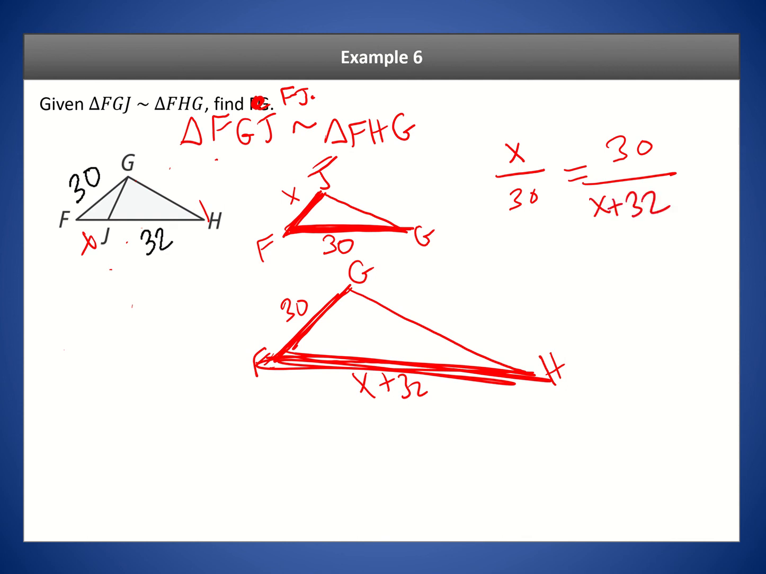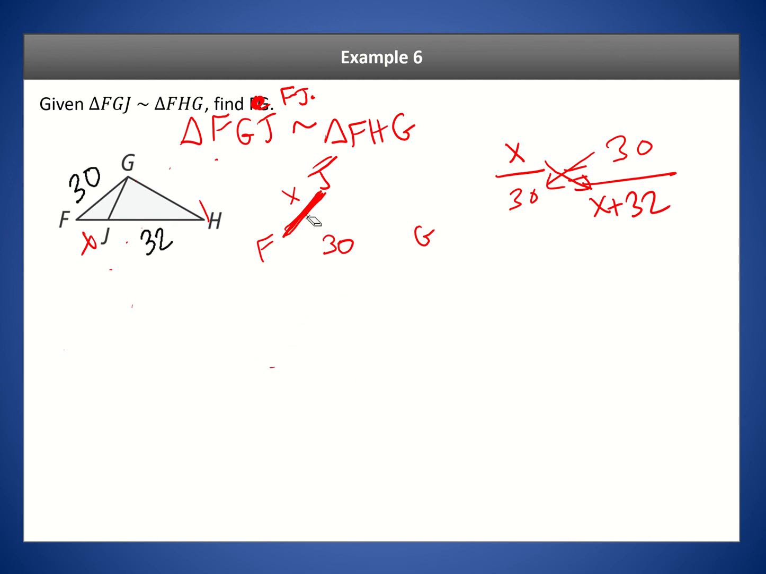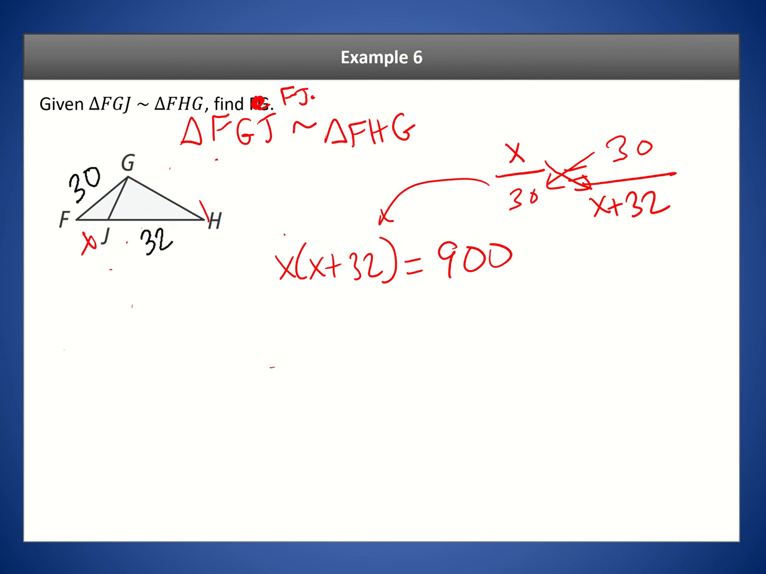And so now we can solve this. Remember, we cross multiply here. Now at this point I can erase this diagram because we don't need it anymore. It was just to visualize these sides. Let's go ahead and solve this. So we have x times x plus 32 equals 30 times 30, which is 900. Then we distribute x here.